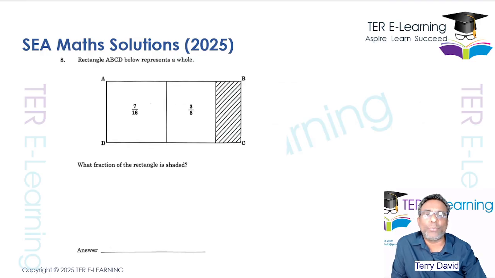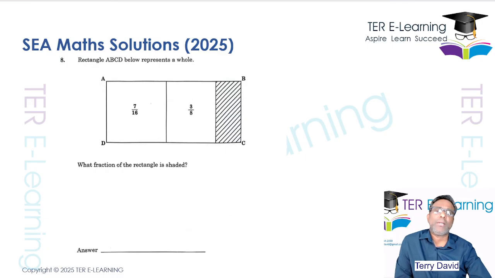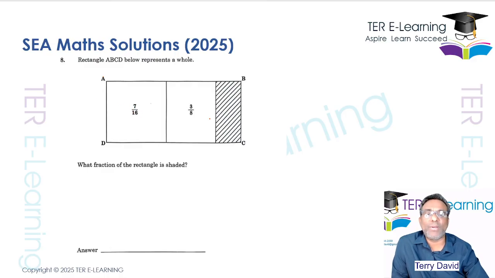Question 8, we have a rectangle, right? And we have some fractions shown in the rectangle. So we have 7 over 16, we have 3/8, and we have a shaded region. Now they want to know what fraction of the rectangle is shaded, right? So you want to figure out what is this fraction here. Now we have 7 over 16, right? We have 7 over 16.